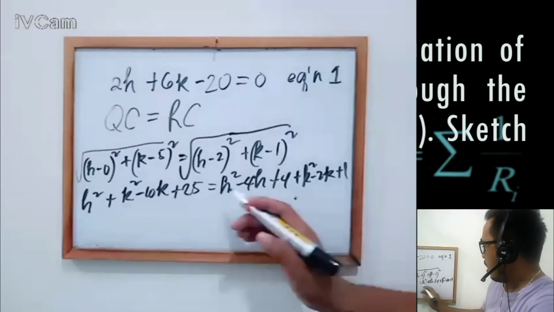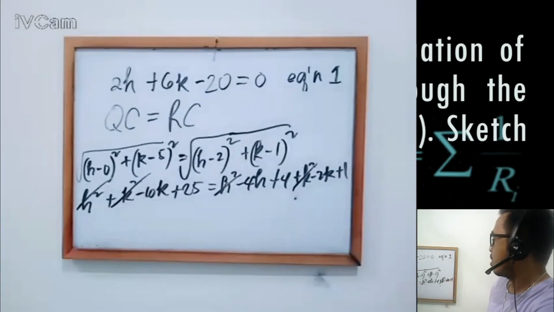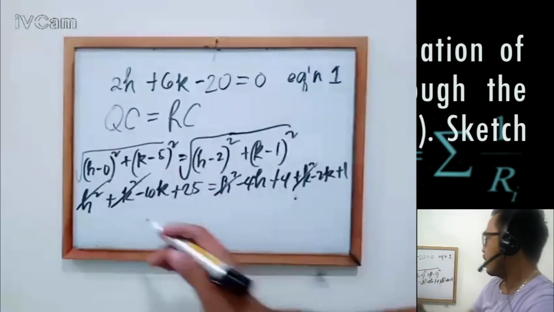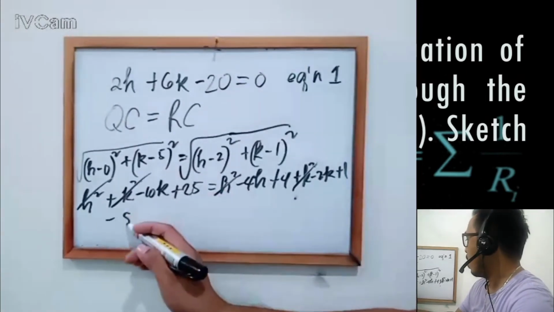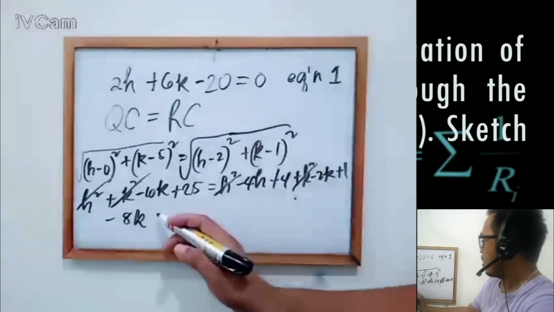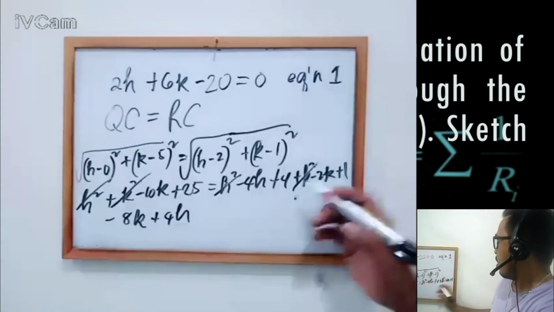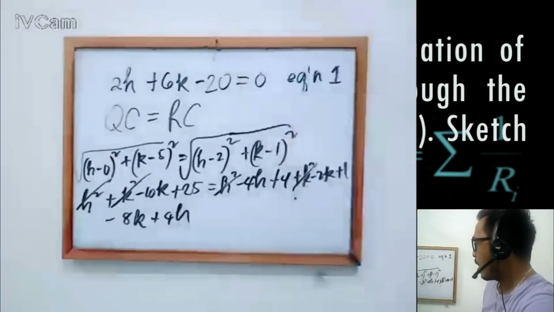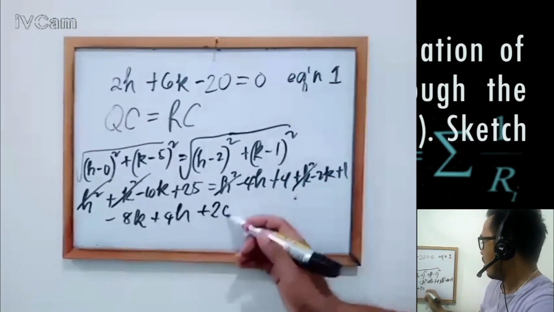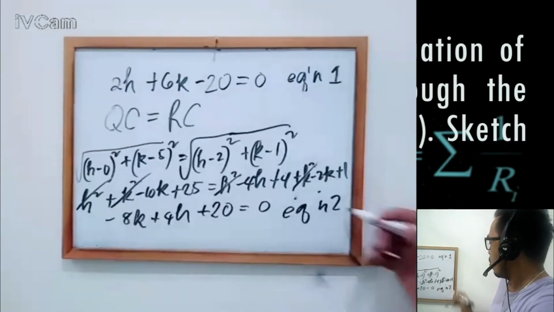So obviously, the h² will be cancelled out, the k² will also be cancelled out. This 2k will be transferred to the other side, it will be positive, so you will have −8k. For the h, it will be positive 4h, this positive 5 transferred to the other side, so you will have positive 20 equal to 0, and we label it as equation number 2.